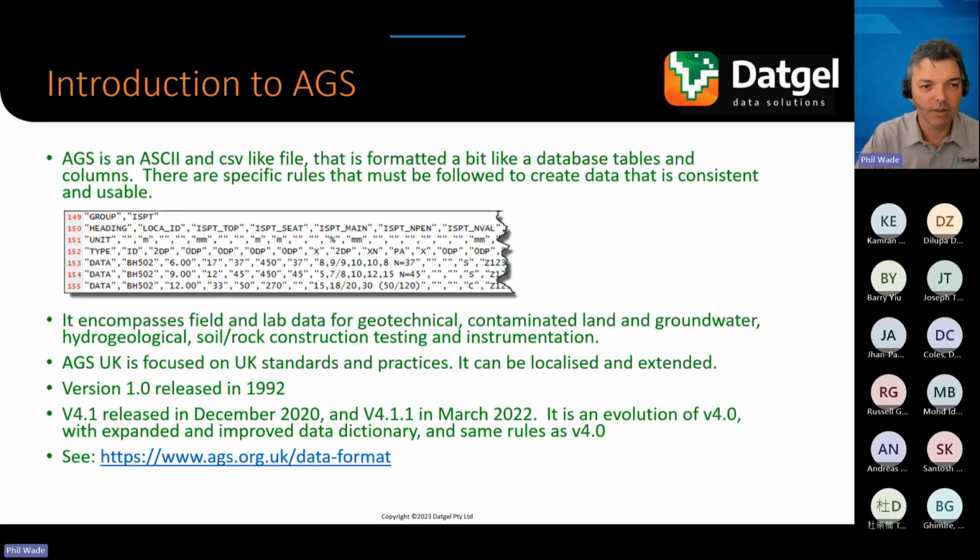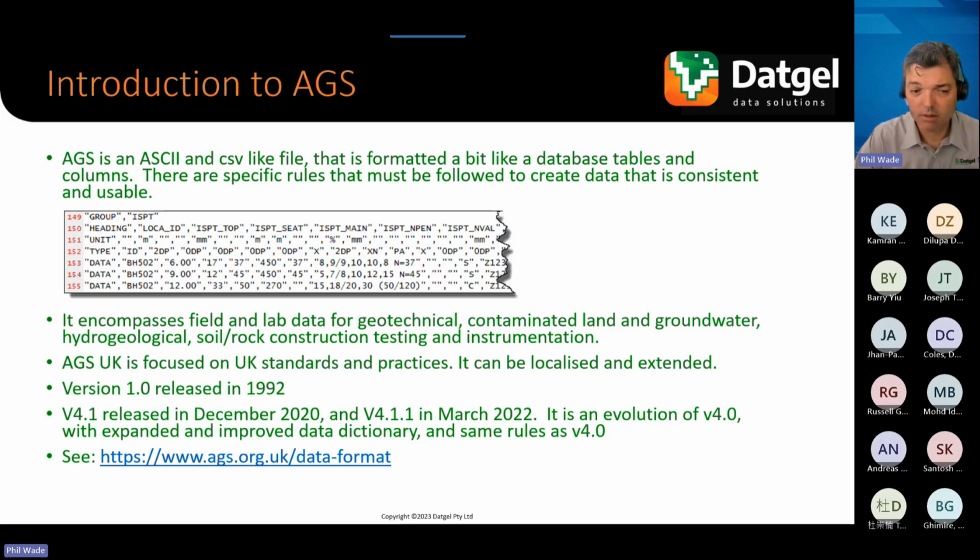So what is AGS format? Now, some of you may know, some of you don't, I'm sure. AGS format is an ASCII and CSV-like file that you can produce to transmit data between different organizations and different software. It's structured a bit like a database with tables, fields and columns, and there are rules you have to follow so the data is consistent and reusable.